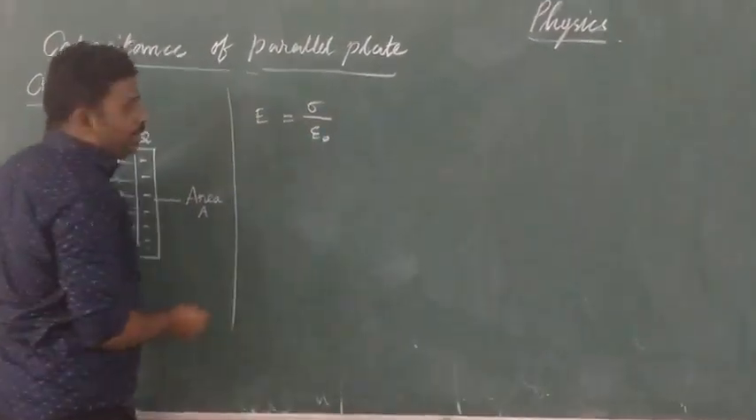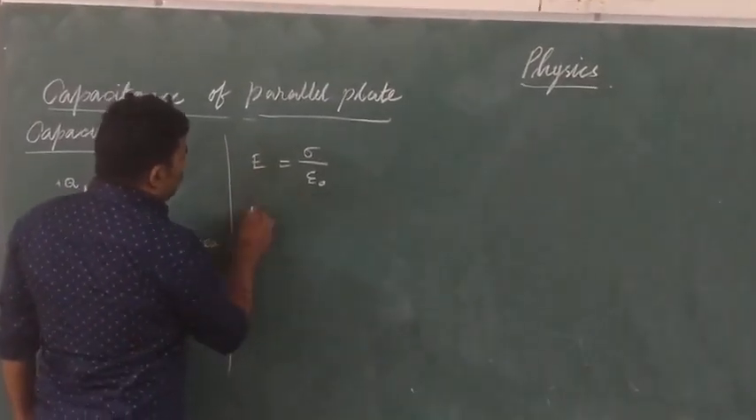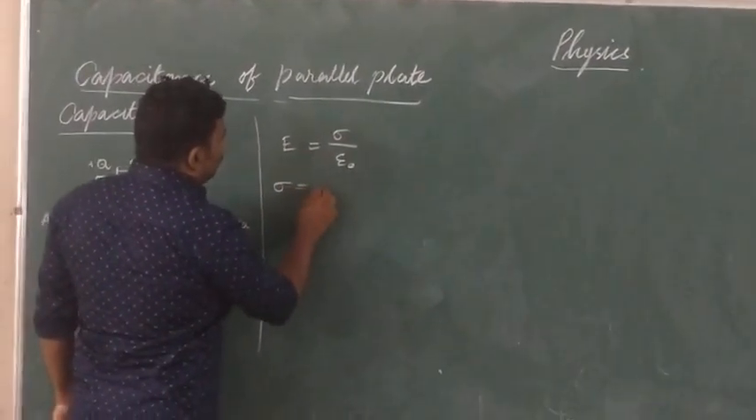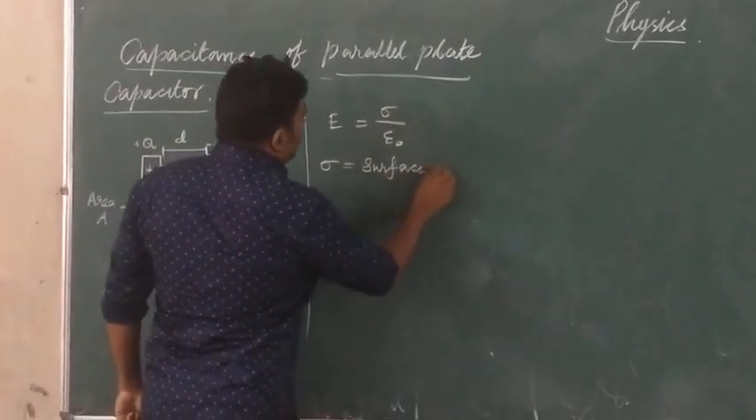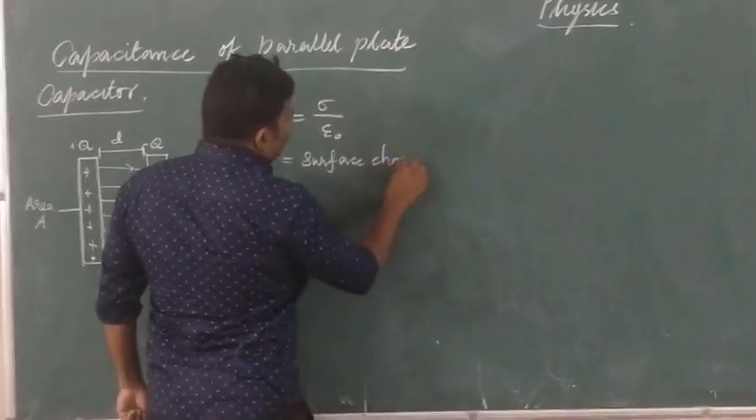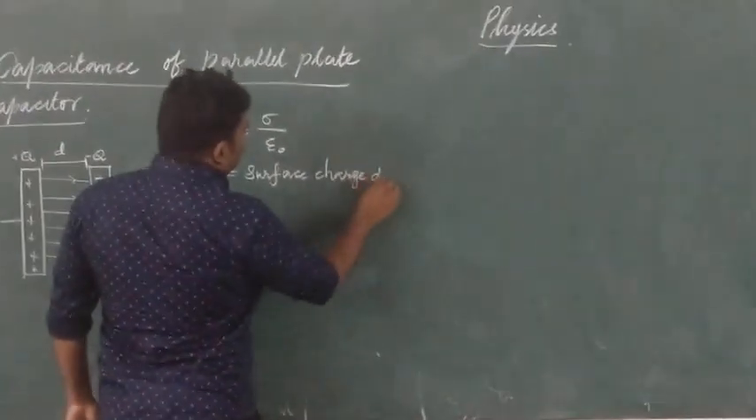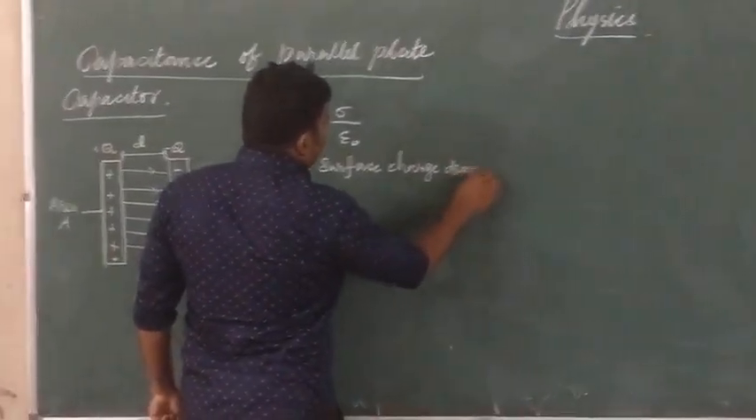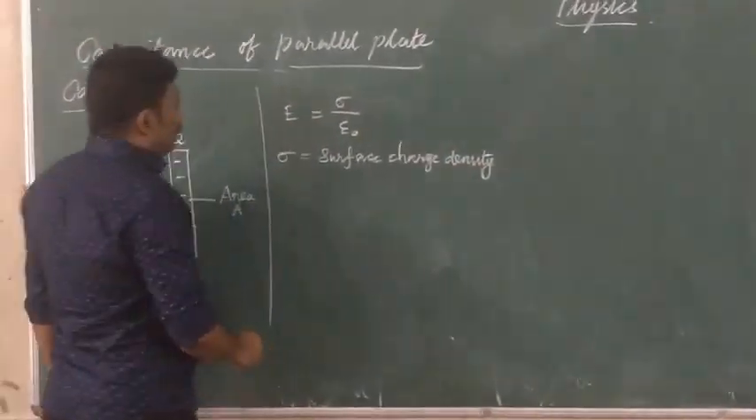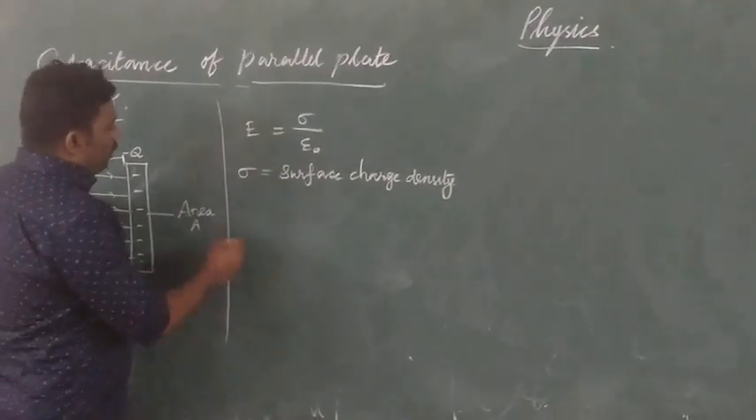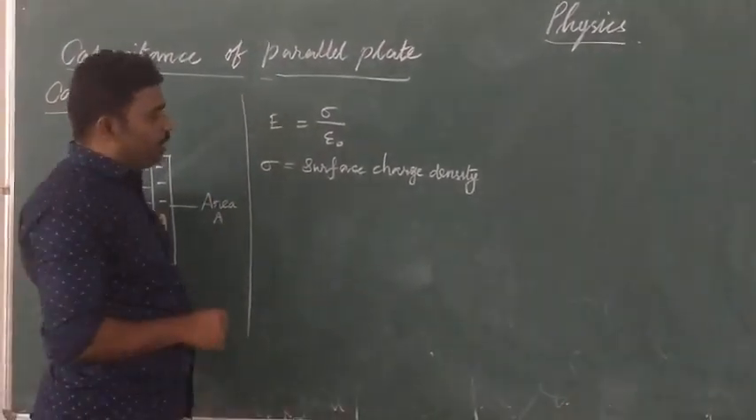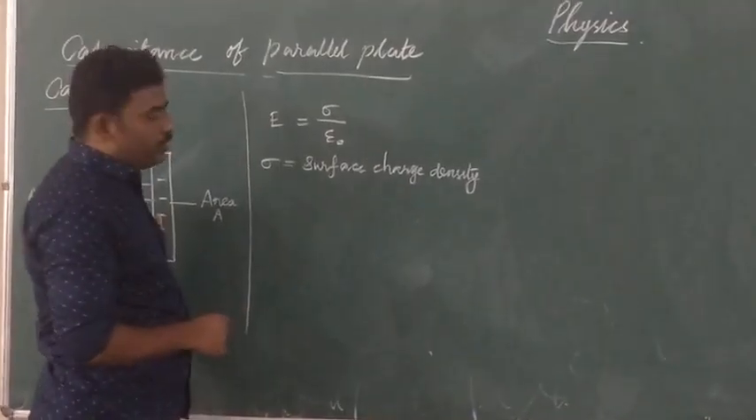Sigma is the surface charge density, and epsilon naught, we know, is the permittivity of the free space.